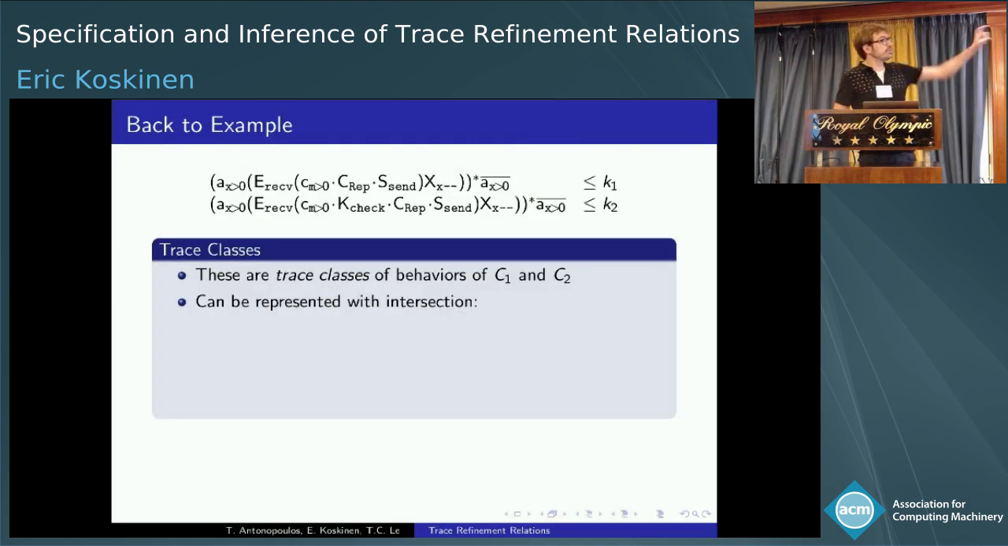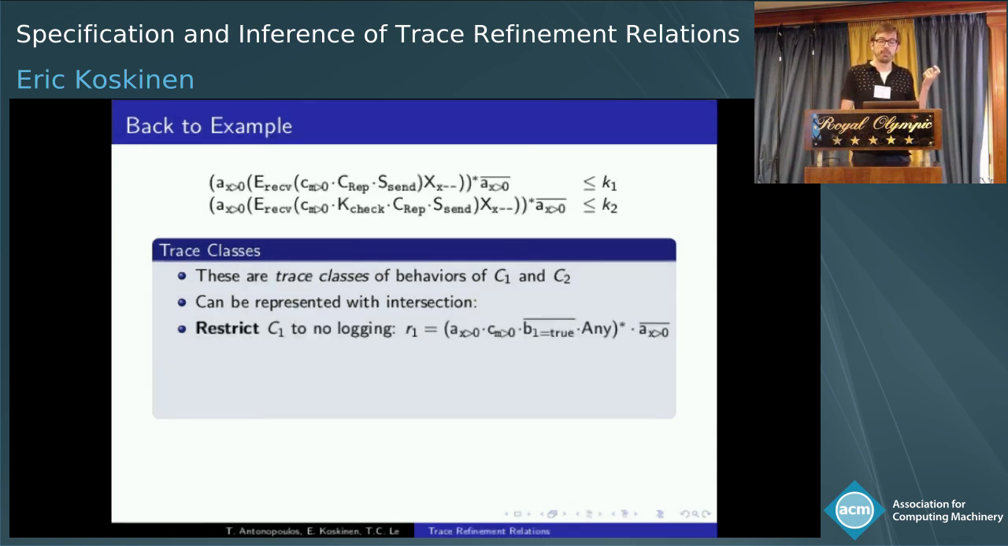So now we have these two cat expressions, the first one for the first program, the second one for the second one. And this is what we use to describe classes of traces, or trace classes of behaviors, from these programs. And in fact, we can represent these using intersection. So what we can do is take the overall cat expression for the whole program C1 and intersect it with this restriction, R1. R1 here is kind of like, from a temporal logic analogy, "always logging disabled."